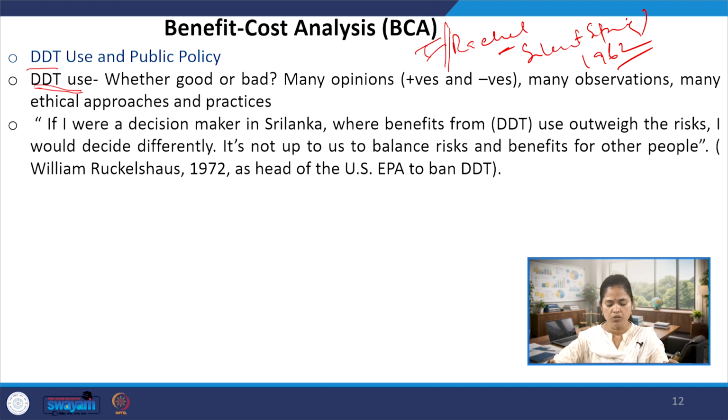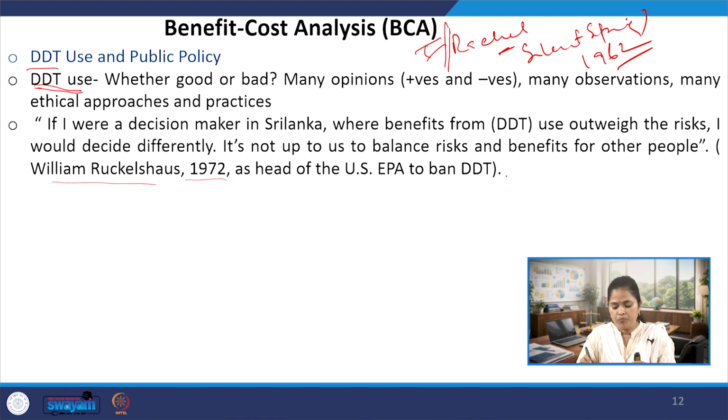Okay, so for example, I can take a quote from Whelan's book. If I were a decision maker in Sri Lanka where benefits from DDT use outweigh the risk, I would decide differently. It is not up to us to balance risk and benefits for other people, right? This was remarked by William Ruckelshaus in 1972, the head of the USA Environmental Protection Agency, who was advocating to ban DDT, right?